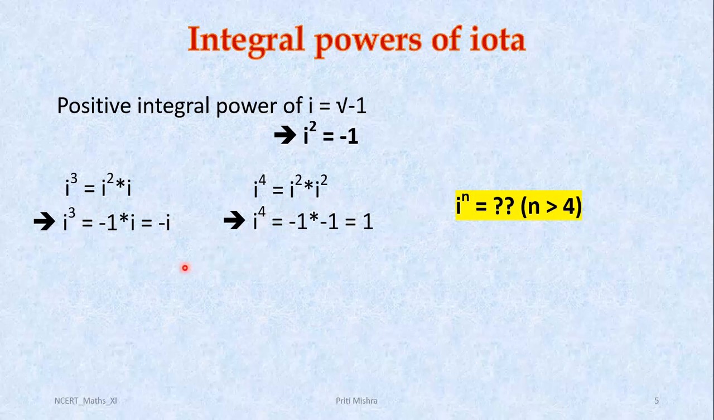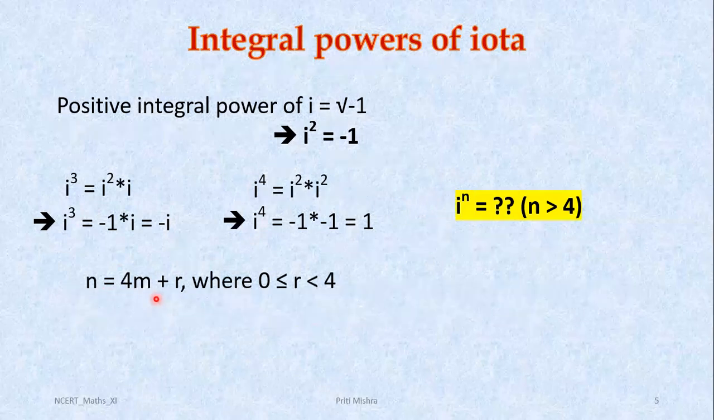So here we can solve it very easily with the help of the division algorithm, because the term n can be written as 4m plus r when we divide n by 4. As you know, in the division algorithm, dividend is equal to divisor into quotient plus remainder. So here we are using that. So n can be written as 4m plus r. As the divisor is 4, r can take values from 0 to 3 only.